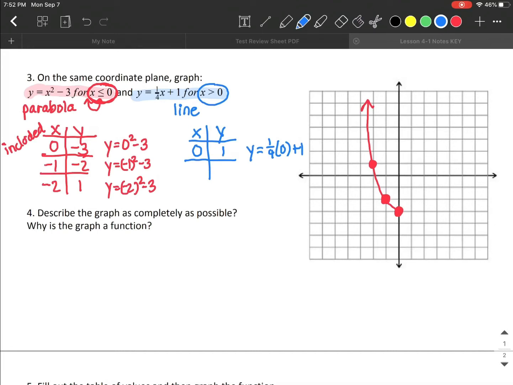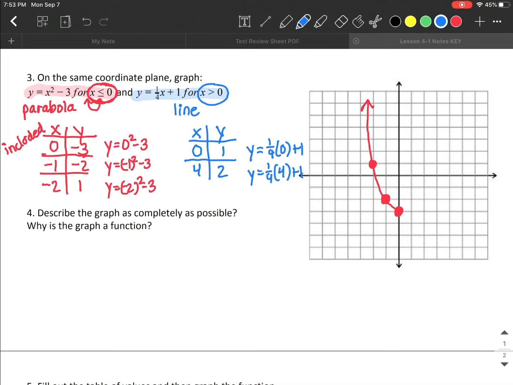I could pick 1, but then I'd get a fraction, and I don't like fractions, so I'm not going to pick 1. I'm going to pick something that's divisible by 4 so that I could get rid of that fraction, and I'm going to get a whole number answer. The next value that's greater than 0 that is divisible by 4 is 4, so I'm going to pick x is 4. I'm going to do y is equal to 1/4 times 4 plus 1 to find what my y is. I have 1/4 times 4 is 1, 1 plus 1 is 2. And then I have those 2 points.